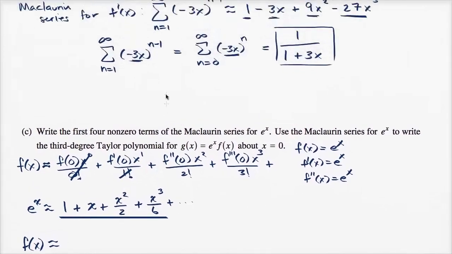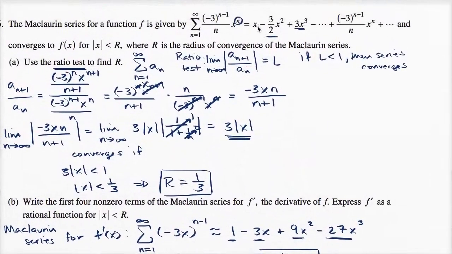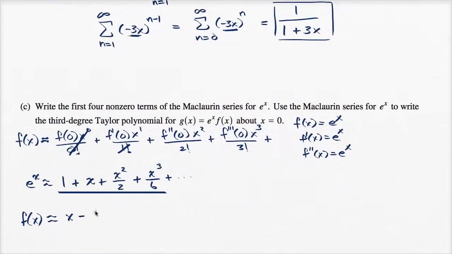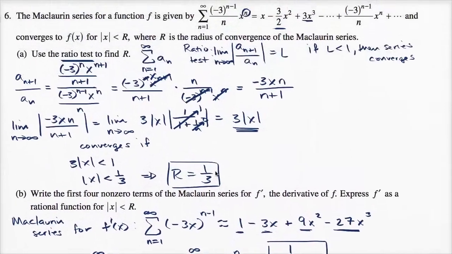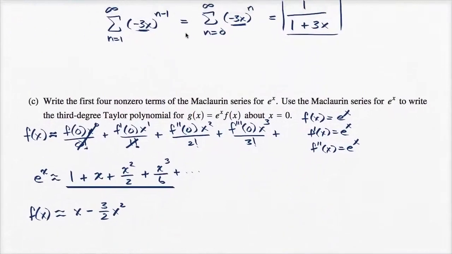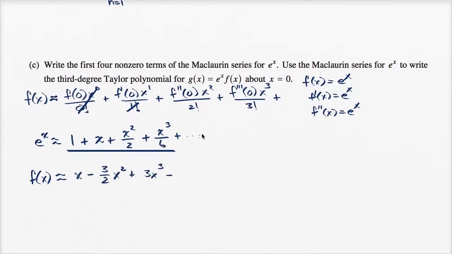So f of x is approximately equal to, let's see, I have a bad memory, it is x minus 3 halves x squared, and then plus 3x to the third power, plus, or actually you could say minus if you like, because it's plus, minus, however you want to do it.